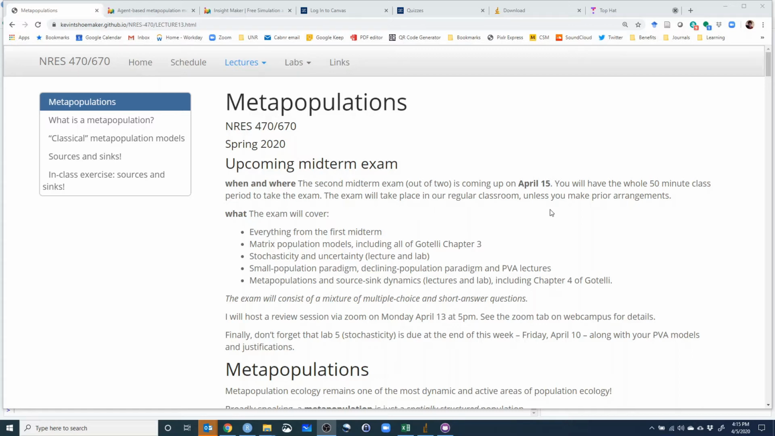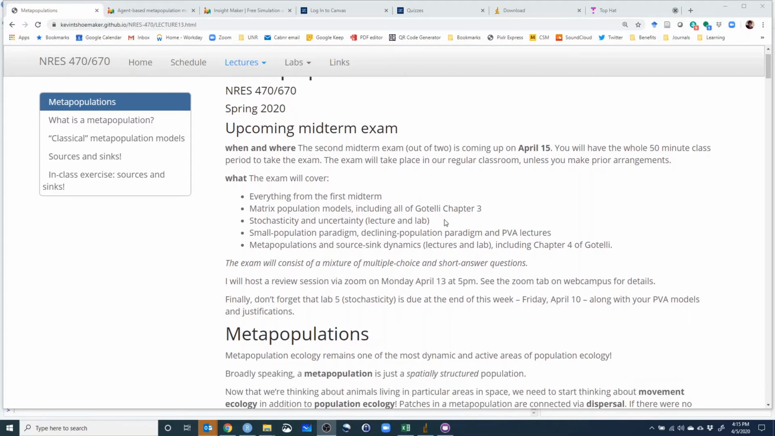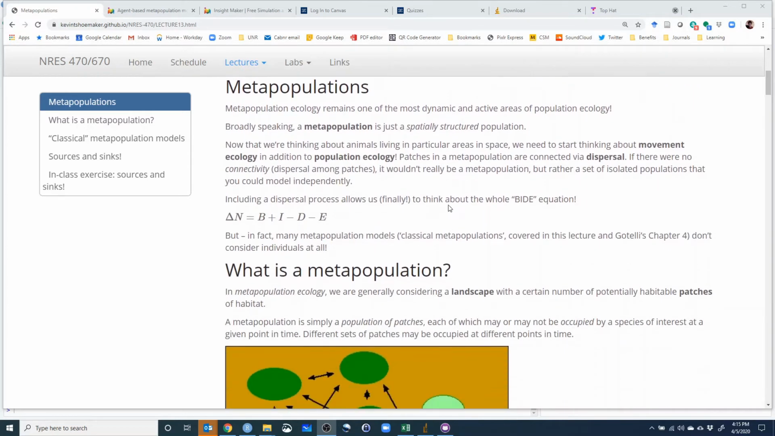So let's get started with metapopulations. Now, this is really quite a new topic. This is not related to topics we've covered in previous lectures. And metapopulation ecology really combines what we've been talking about, population ecology, with spatial ecology or spatial processes. So we're putting these two things together, and in doing so, we're able to answer questions about how populations behave at really large spatial scales.